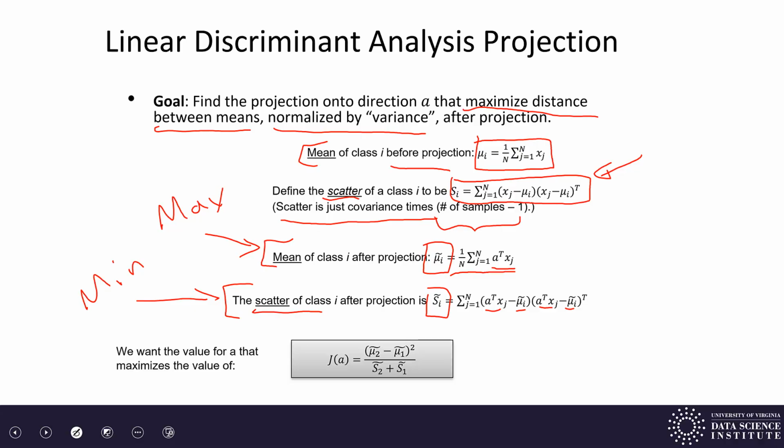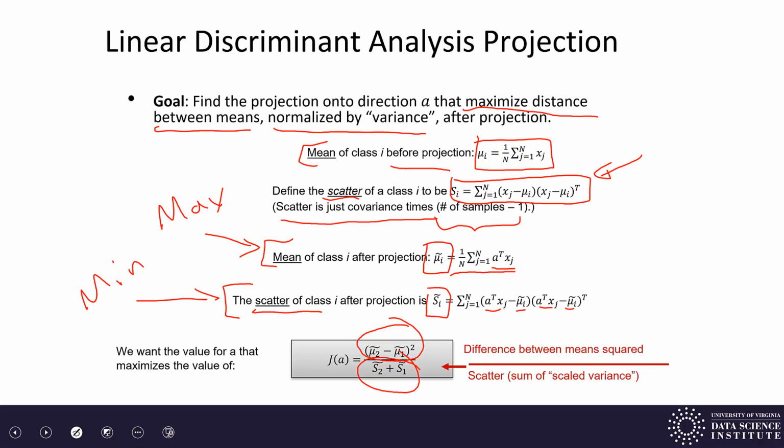Another way to say that is we're going to find the value for A. Remember, A is a vector. So we're going to find the vector A that maximizes the value of this. We want the distance between the means to be large and the total spread to be small. So we're maximizing the ratio of the distance between the means divided by the scatter. That's what we're going to try to do. That's the goal for linear discriminant analysis: we're going to find the A that maximizes this J of A. J of A is a single variable output.